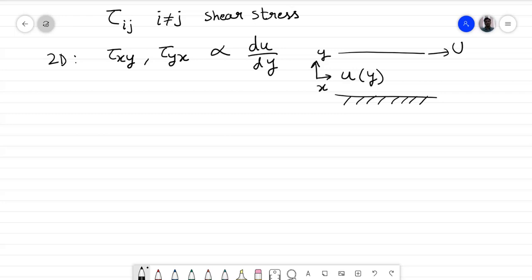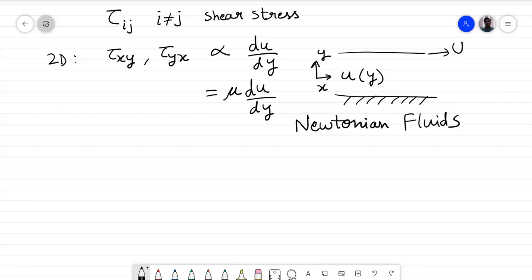Okay, and we also said that the proportionality constant is mu for a Newtonian fluid. So this is all true for a Newtonian fluid, that the shear stress tau xy or tau yx is proportional to du by dy. This happens only for Newtonian fluids.